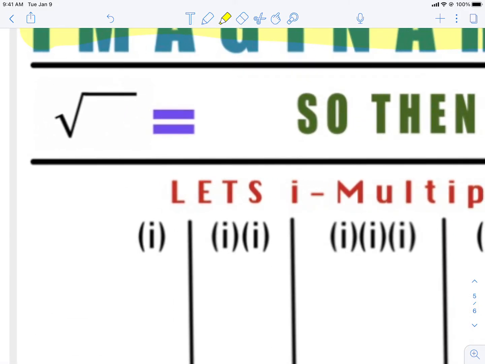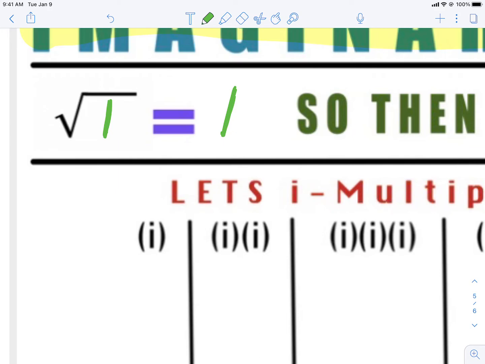So here, we know this is the square root symbol, right? So we know the square root of 1. The question is, what two numbers multiply with each other to make 1? The square root of 1 is 1, right? We could do it with several numbers. The square root of 4 is 2. The square root of 9 is 3.